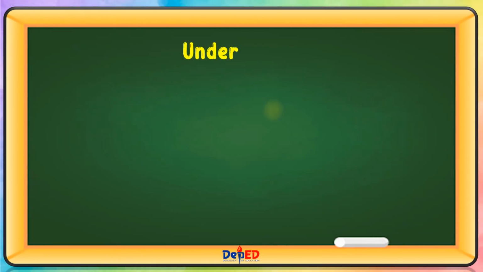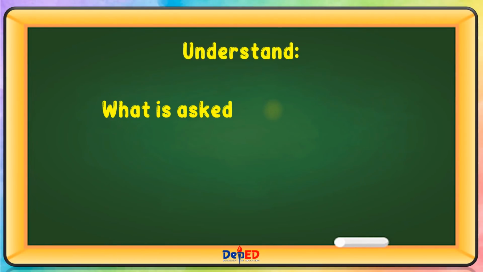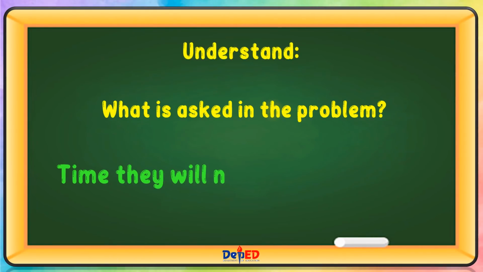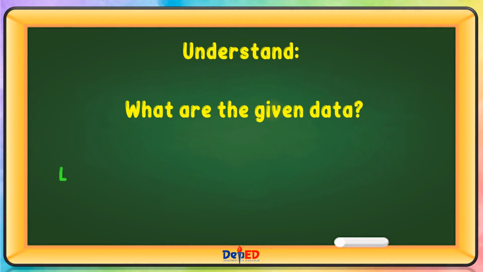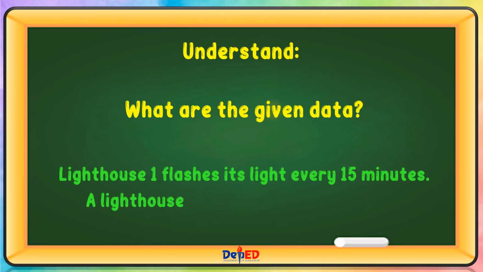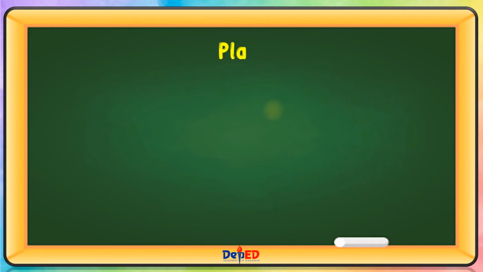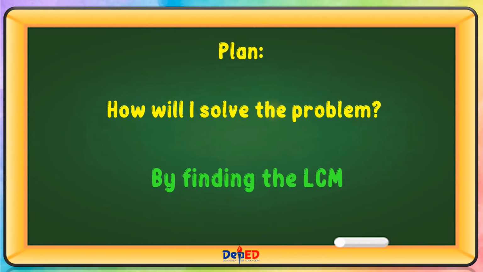Let us understand what is asked in the problem. Time they will next flash together. What are the given data? Lighthouse 1 flashes its light every 15 minutes. Lighthouse 2 flashes every 18 minutes. Let us plan. How will I solve the problem? By finding the LCM.